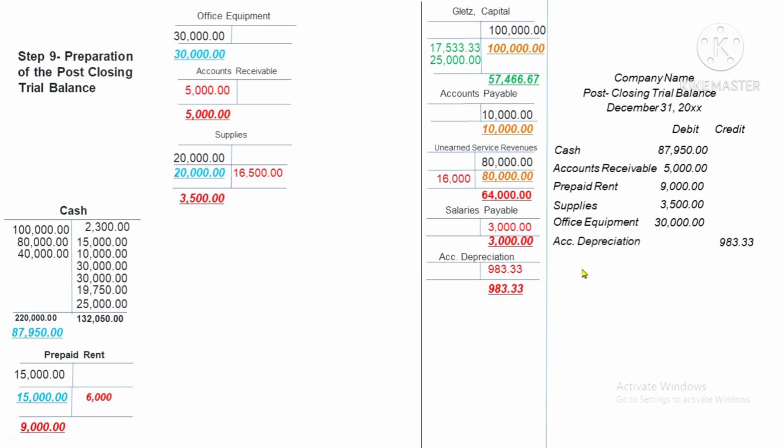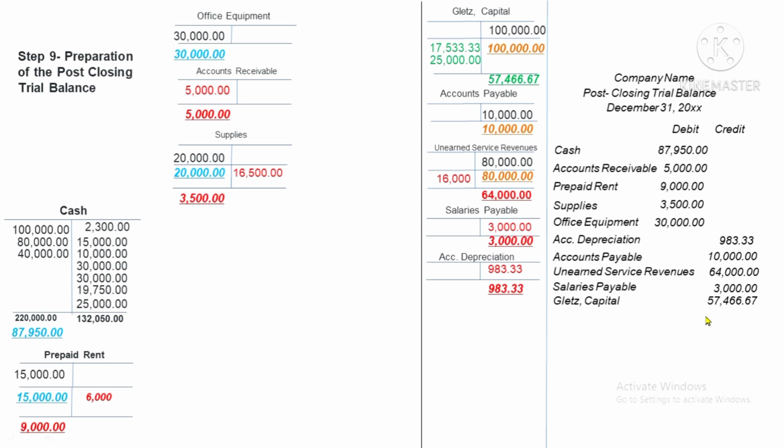However, there is an accumulated depreciation, so let's put it on the credit, 983.33, and those are the assets. Let's go to liabilities. We have the accounts payable of 10,000. We have also the unearned service revenues of 64,000, and we also have the salaries payable of 3,000. And lastly, we have the Gletz capital. The Gletz capital is 57,466.67. So that's it for the post-closing trial balance. However, we need to total the debits and the credits to end the post-closing trial balance. So we have 135,450, both the debits and the credits. So that's it for step 9.